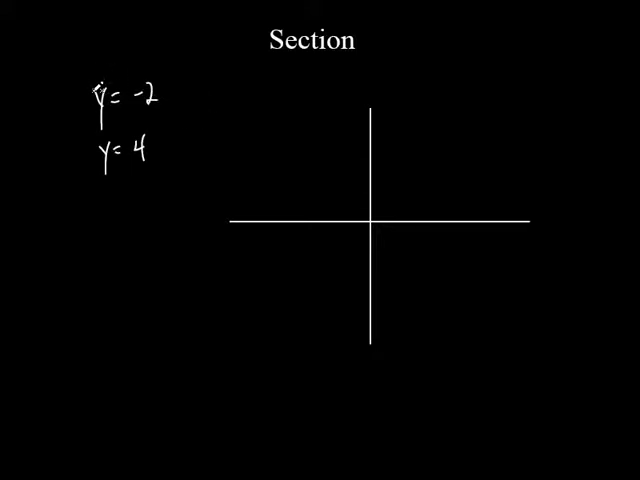y equals -2. When it's just y equals something, what kind of line is it? Horizontal. It's a horizontal line that goes through -2. All right, so that's what that line looks like right there. So what do you think it looks like at 4? 1, 2, 3, 4. Looks like that, doesn't it? Everybody see that?